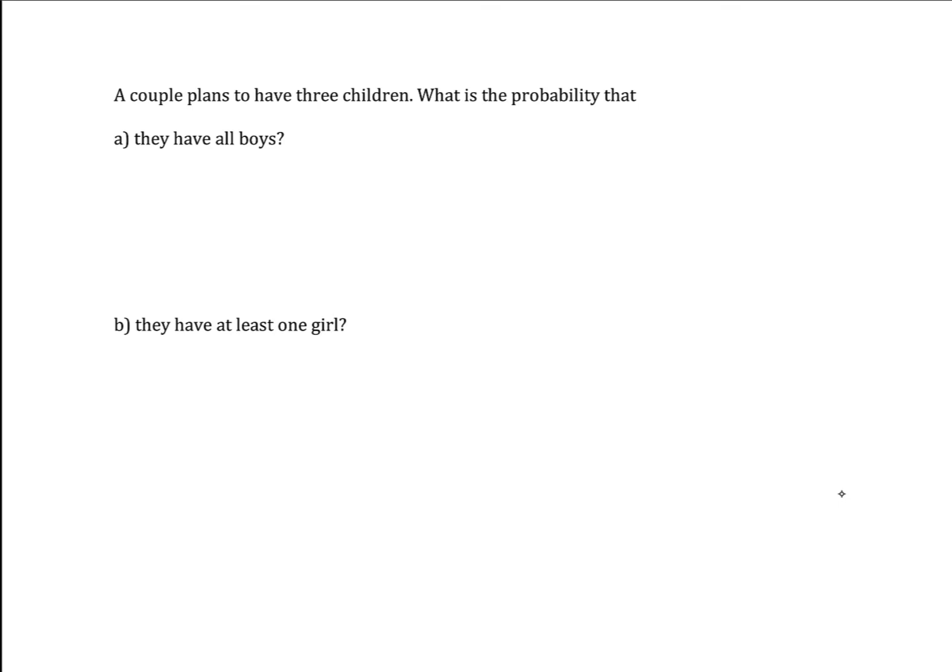So that would be the same thing as saying, what's the probability that the first child is a boy and the second child is a boy and the third child is a boy? So all of those ands joining our events together tell us to multiply events. But before we go and multiply events, we have to make sure we're dealing with independent events or dependent events, so we know if we need to decrease our probabilities from one stage to the next.